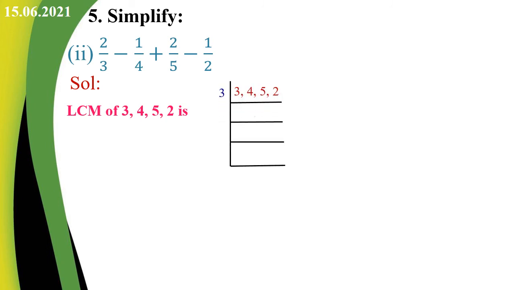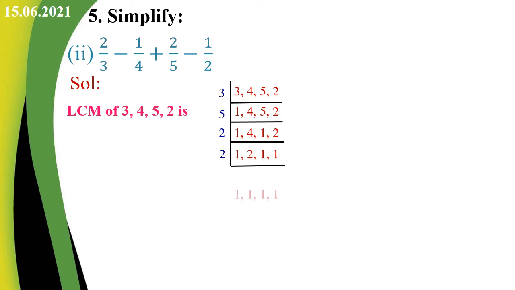on dividing by 3, we get 1, 4, 5, 2. 1 3 is 3. So we get 1, 4, 5, 2. On dividing by 5, we get 1, 4, 1, 2. On dividing by 2, 1, 2 2s are 4. So 2, 1, 1 2 is 2. So we get 1, 2, 1, 1.